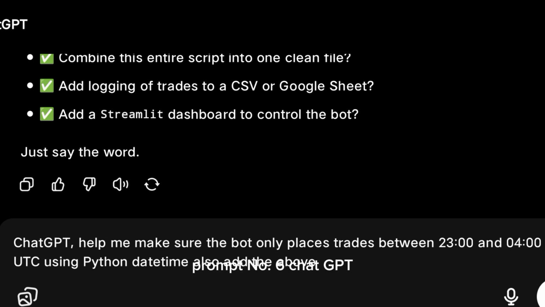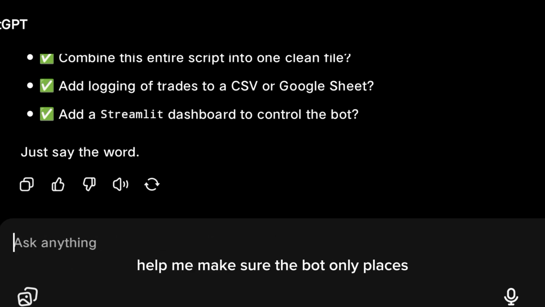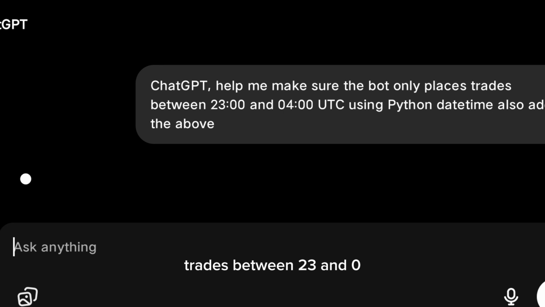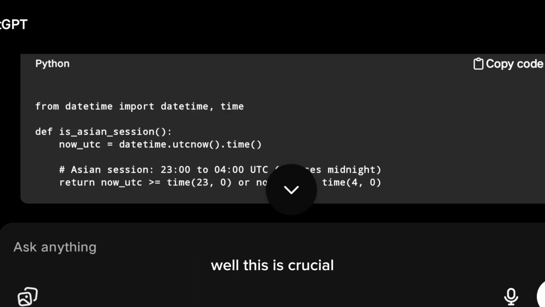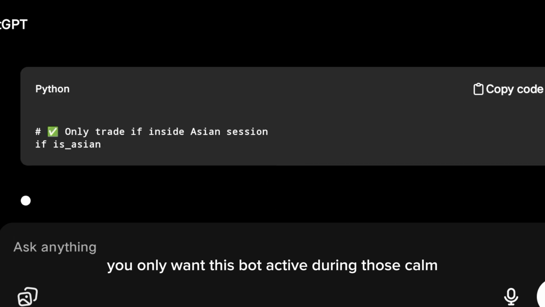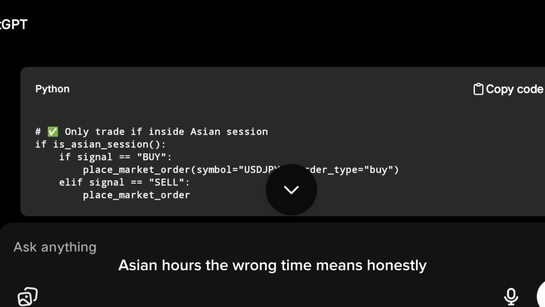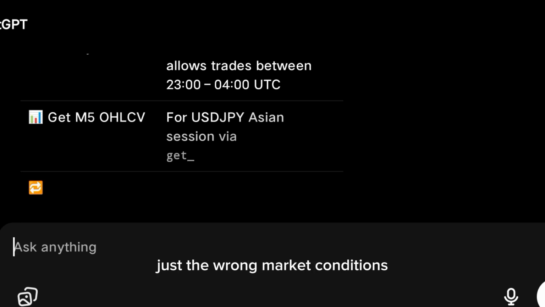Prompt number 6. ChatGPT, help me make sure the bot only places trades between 2300 and 0400 UTC using Python datetime. Why? Well, this is crucial. You only want this bot active during those calm Asian hours. The wrong time means honestly just the wrong market conditions.